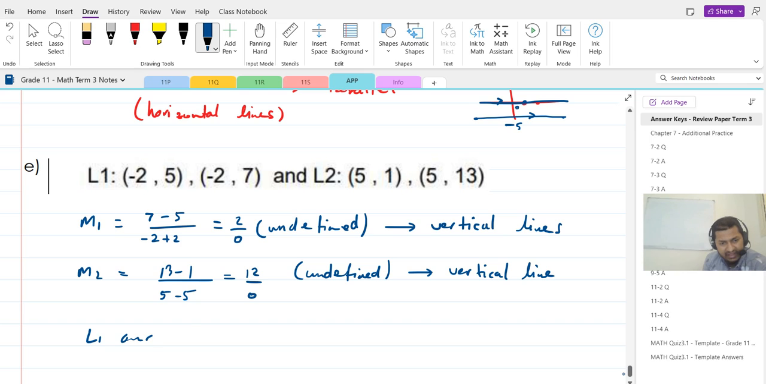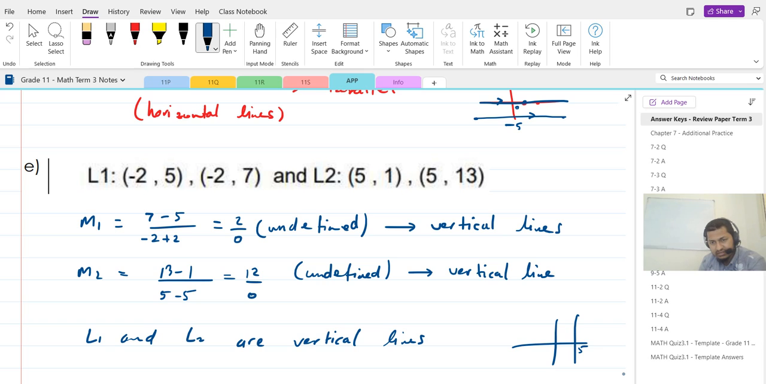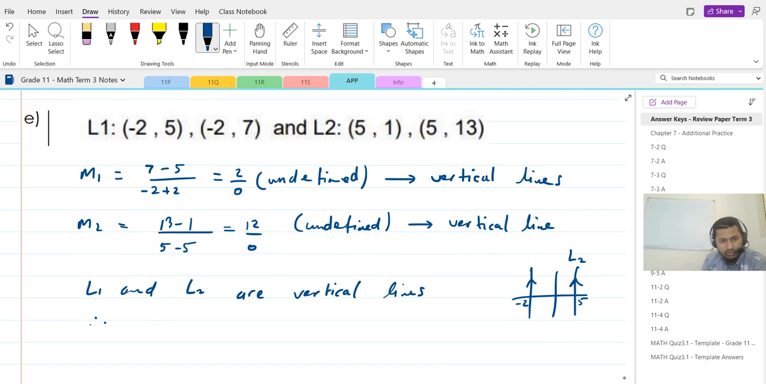L1 and L2 are vertical lines, right? So you can kind of draw it. L2 is (5, 1) and (5, 13), so it's here, right? And L1 is here, (-2, 5) and (-2, 7), the same x value, right? So these lines are vertical. Lines L1 and L2 are vertical lines, therefore they are parallel, right?